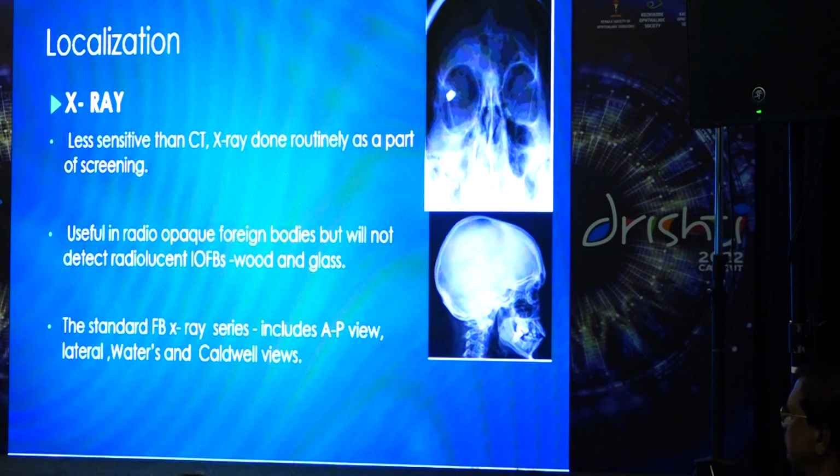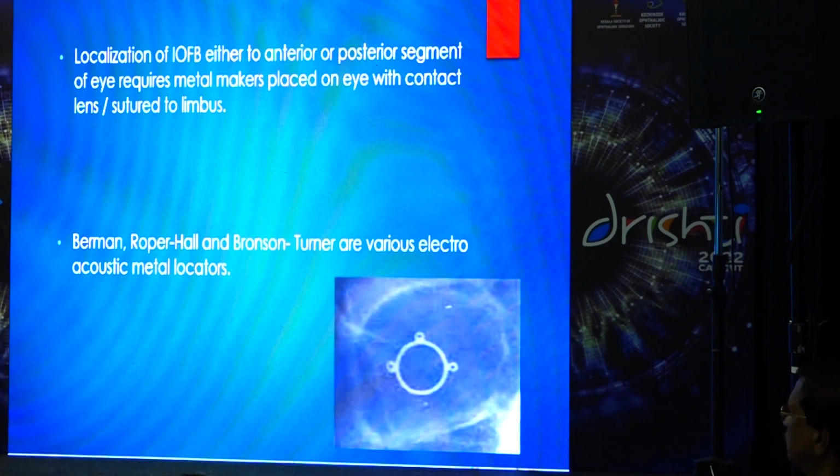Coming to localization, now X-ray is less sensitive than the CT, but it is done as a part of screening. It is capable of picking up radio-opaque foreign bodies, but it is not capable of picking up radiolucent ones. The standard X-ray series for foreign body includes anteroposterior view, lateral view, Waters view, and Caldwell's view. So that helps in detection of foreign body. But for localization, whether it is in the anterior segment or posterior segment, we need metal markers like limbal rings or contact lenses with metals. Then Berman, Roper Hall, Bronson Turner are various electroacoustic metal locators which are used to pick up magnetic foreign bodies.